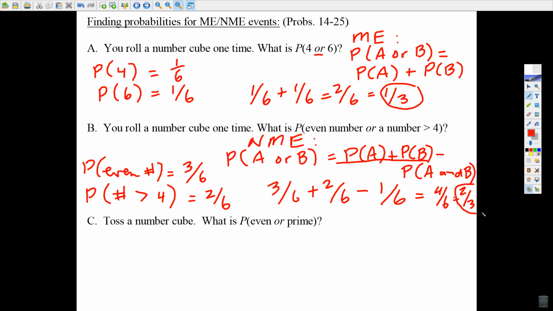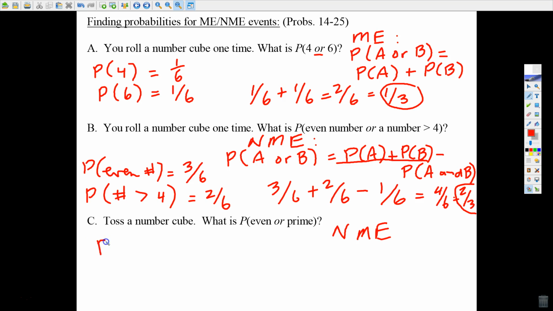Okay, let's take a look at letter C. Let me get Landon. I toss a number cube. What is the probability of even or prime? Can you tell me whether or not that will be mutually exclusive? Are there numbers that can be considered both even and prime? What do the prime numbers start with? 2? So yeah, so would I call this mutually exclusive or not mutually exclusive? Which one? Not.